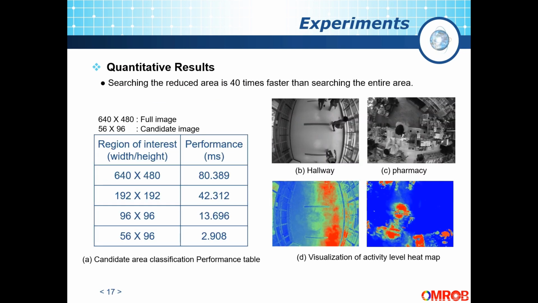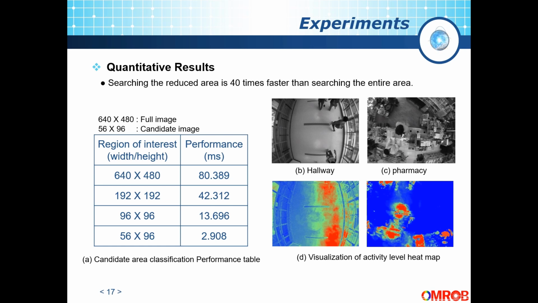Let's move on to look at the data represented in the table. The main purpose of the proposed algorithm is to reduce the region of interest. Table A shows how the region of interest affects performance. The first item displays the size of the region of interest, and the second item represents the performance. When we reduce the region of interest, the performance is 40 times faster than searching the entire region. This is the result of the hallway and pharmacy scenes.